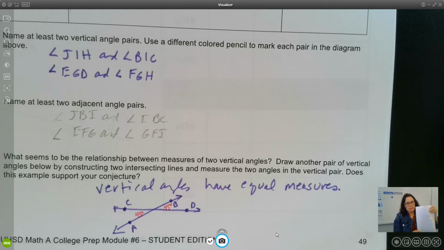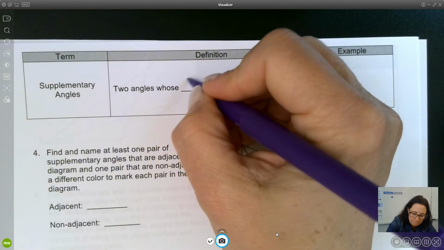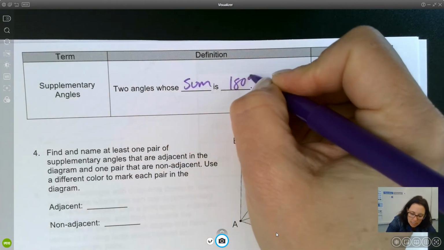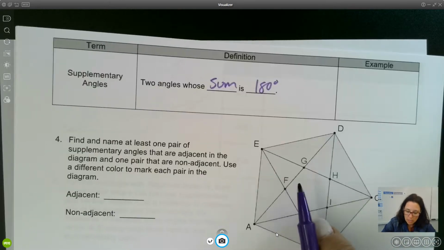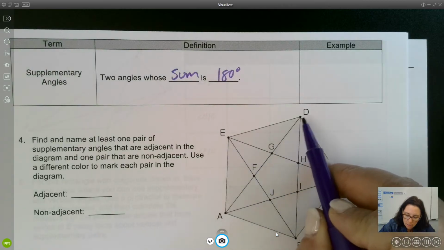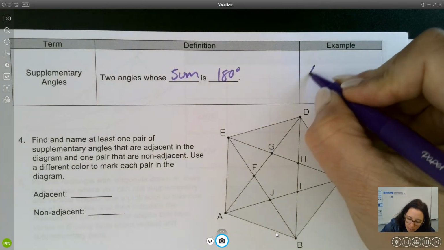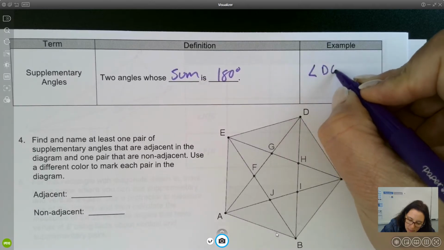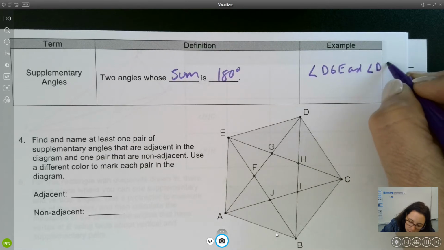All right, supplementary angles. Supplementary angles are two angles whose sum is 180 degrees. Okay, let's look at the shape right here. So are we good with angle EGD and DGH or DGC? Okay, angle DGE and angle DGH.